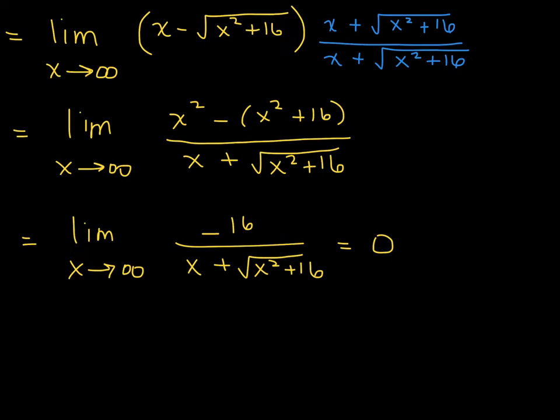So if you were to consider the graph of our function, you have just found y equal to 0 to be a horizontal asymptote.